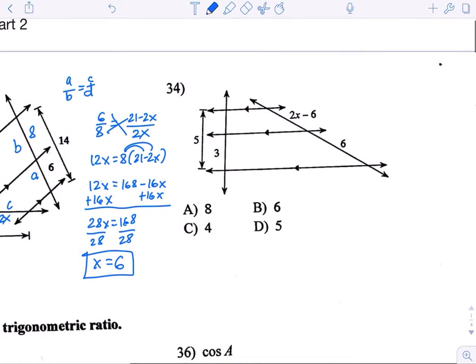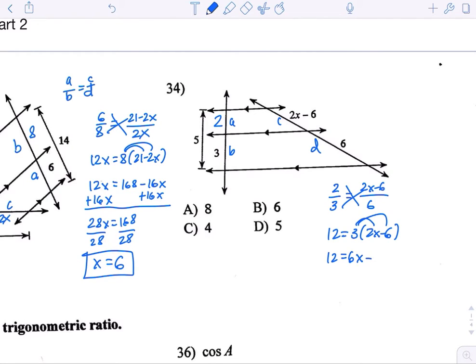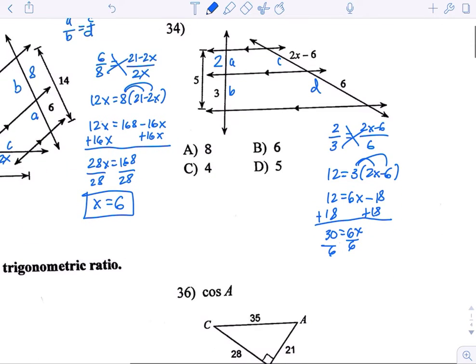Okay, this one, so remember to get this, you gotta do the whole minus the part. So 5 minus 3, you guys, is 2. And then we can just set up this proportion. So we're going to get a over b, which is 2 over 3, is equal to 2x minus 6 all over 6. Cross multiply, 6 times 2 is 12, equals 3 times 2x minus 6. Distribute, 12 is equal to 6x minus 18. I'm just going to add 18 to both sides so we get the constants and variables on different sides. Divide both sides by 6. 5 is going to equal x, so the answer is going to be D.